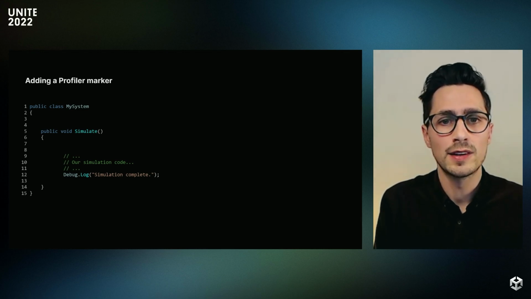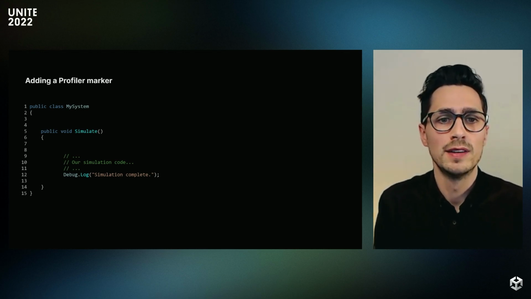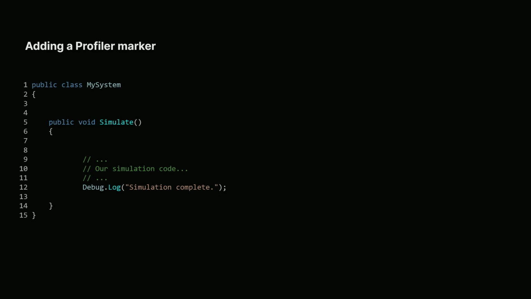So let's look at measuring some code with the profiler marker. In this simple example, we have a single method, simulate, that we'll imagine does some expensive simulation work, and therefore we want to measure. We first define a new profiler marker, passing in the marker's name to the constructor, which is the name that will be shown in the profiler. Then we use the profiler marker's auto method with a using statement around the code that we want to profile. And that's it. Now our simulate code will be measured and displayed in the profiler.